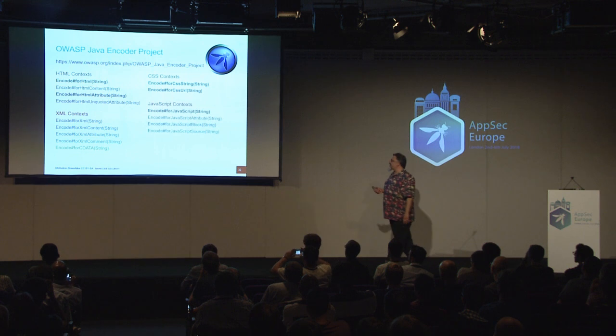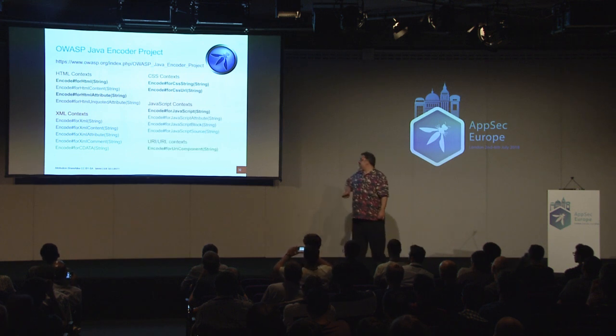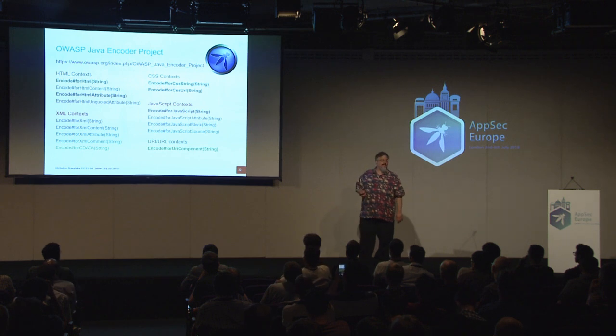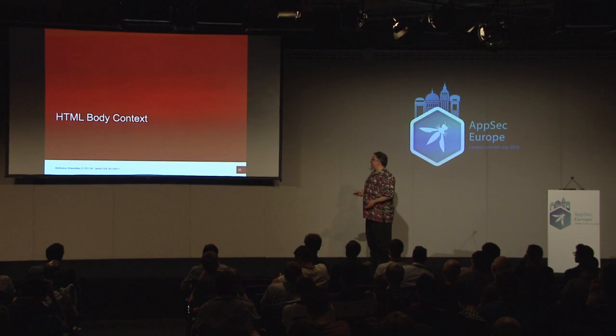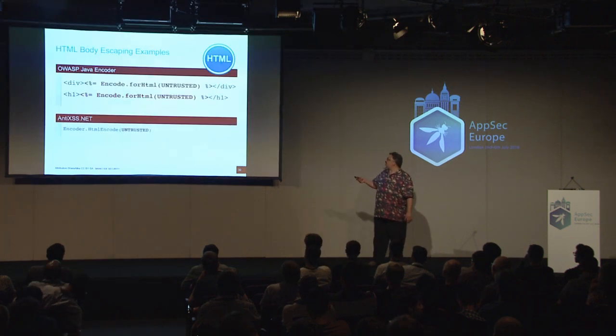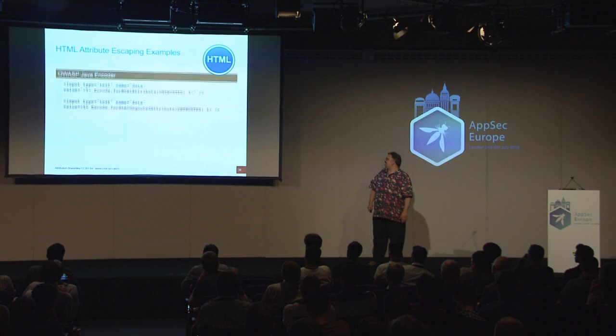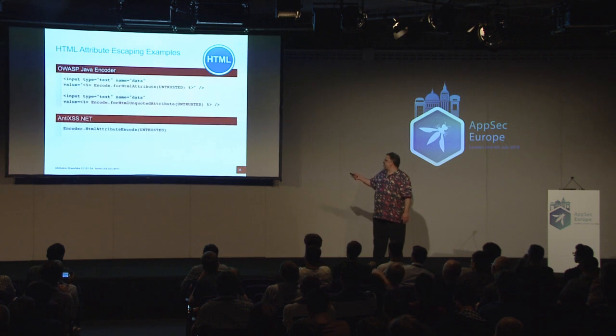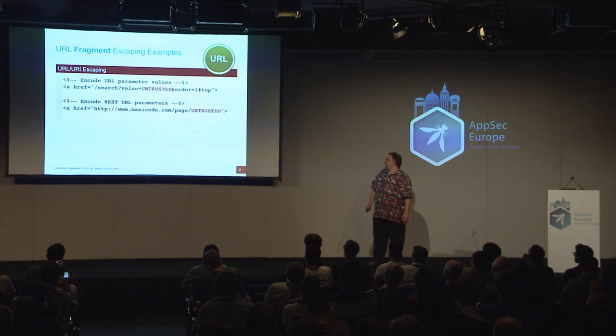We have a library at OWASP written by Dr. Jeff Ichnowski, who built a really rich encoder for the Java programming ecosystem. It's one of the most frequently used Java encoders in the world today. What this means is for every different location in a website, I need a different kind of escaping. And we have the same functions in .NET. For attributes, we need a different kind of escaping, encode for attribute. For a URL fragment, we need a different kind of escaping.